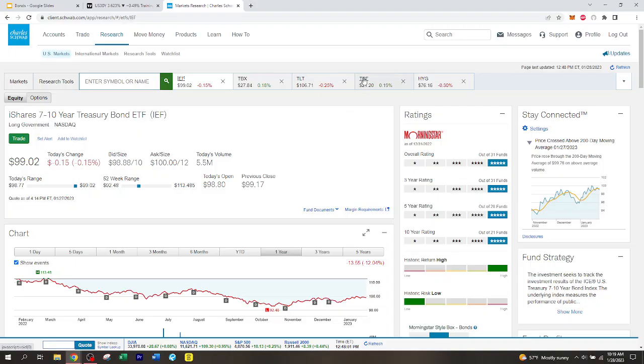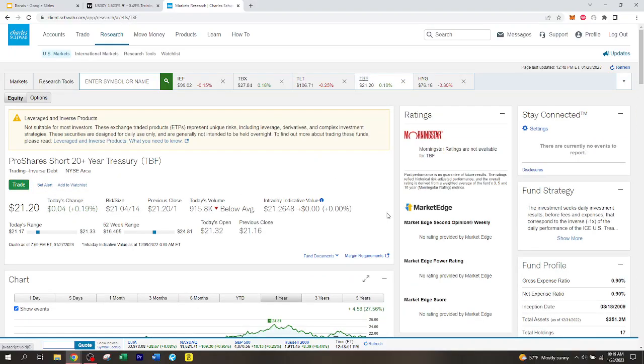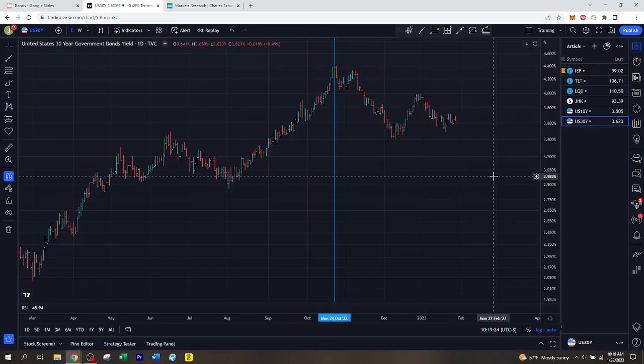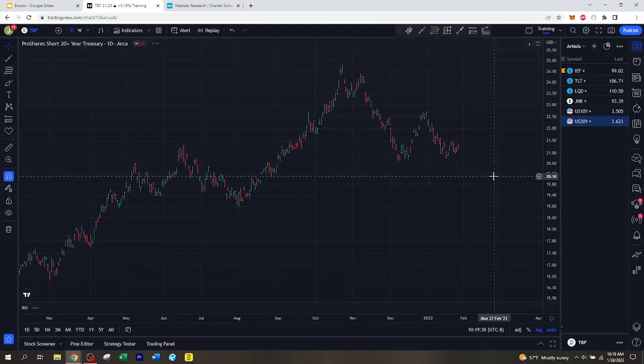And the inverse of the TLT is the TBF, same thing as the TBX, just for the longer duration bond. This is how you will get short bonds. So here's your 30 yield or 30-year bond yield. Go to the TBF, same chart. You're getting that same thing right there.